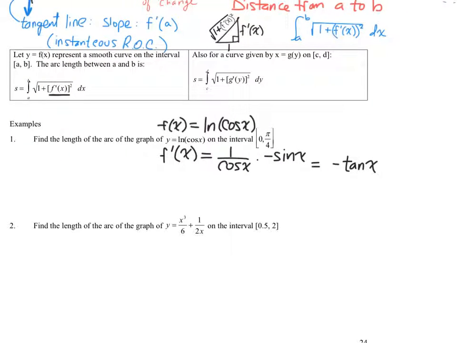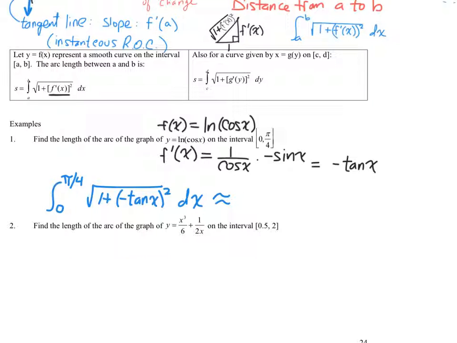So if I want the length of the arc on that interval, the expression I'm coming up with would simply be the integral from 0 to pi over 4 of the square root of 1 plus negative tan x squared dx. Now this becomes a calculator problem because we haven't gotten to little shortcuts for finding trig integrals. That's more so later on in this unit. So we're still at the plugging and chugging portion of things.